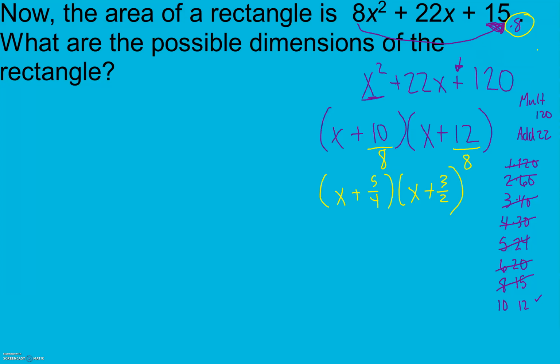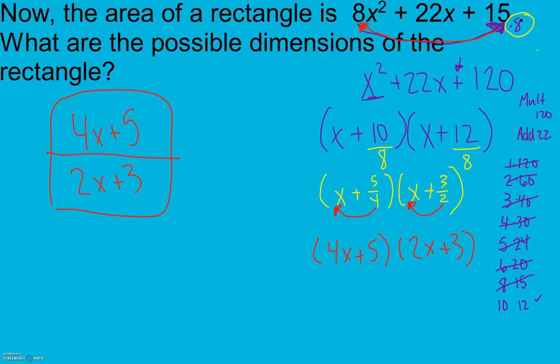Now our last step is to undo that swing. So we've undone the multiplication, now we have to undo our swing and move from the denominator back in front of our x. Here I get 4x plus 5 and 2x plus 3. So the possible dimensions of my rectangle here are 4x plus 5 and 2x plus 3.